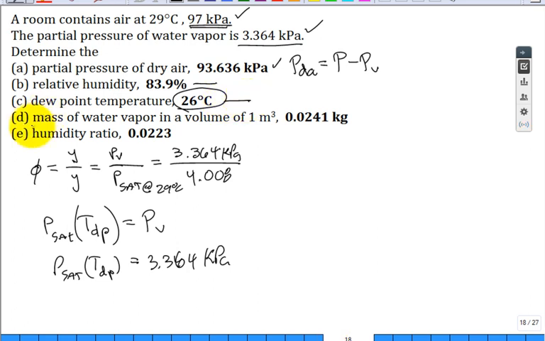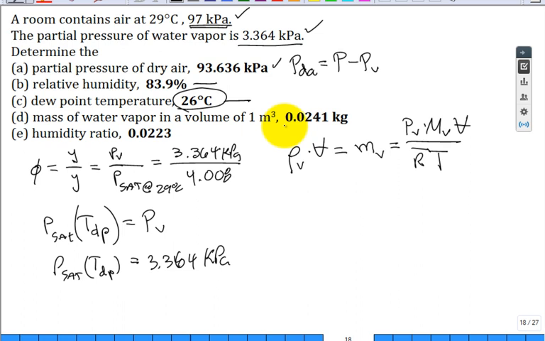All right. What about the mass of water vapor in a volume of 1 cubic meter? Well, that would be take the density of vapor multiplied by the volume, or this would just be the mass of the vapor in 1 cubic meter is equal to the partial pressure of the vapor, the molar mass of the vapor, the volume of 1 cubic meter divided by the universal gas constant dry bulb temperature. So, when you put in the numbers and run them, you'll get a very small amount. How many grams is this? 24 grams. It's not much. It's just a little bit of weight or mass.